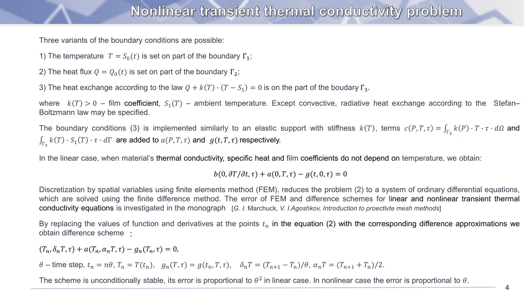First, the temperature T equal to S0 of t is used on the part of the boundary gamma 1. The heat flux Q is set on the part of the boundary gamma 2. The heat exchange according to the law is on the part of the boundary gamma 3, where K of temperature is film coefficient, T-infinity of temperature is ambient temperature, except convective. Radiative heat exchange according to the Stefan-Boltzmann law may be specified. The boundary condition 3 is implemented similarly to an elastic support with stiffness k of T. And two terms are added to functionals A and G respectively.